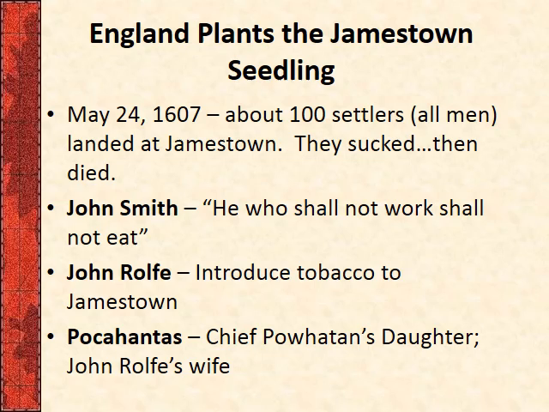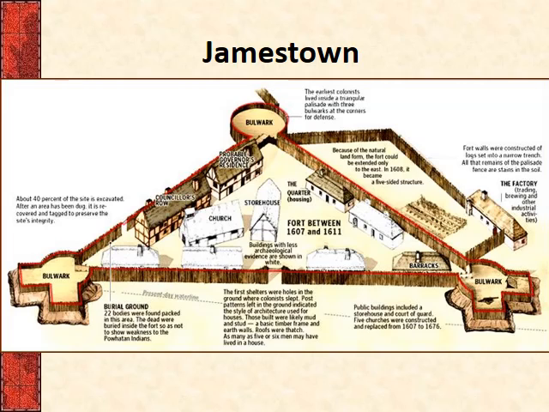And then she actually marries John Rolfe to solidify a peace between the Indians and the Englishmen. And then, of course, she's shipped to England, and she catches some disease and dies real quick, just like they all did. Here is a kind of a rendering of Jamestown.